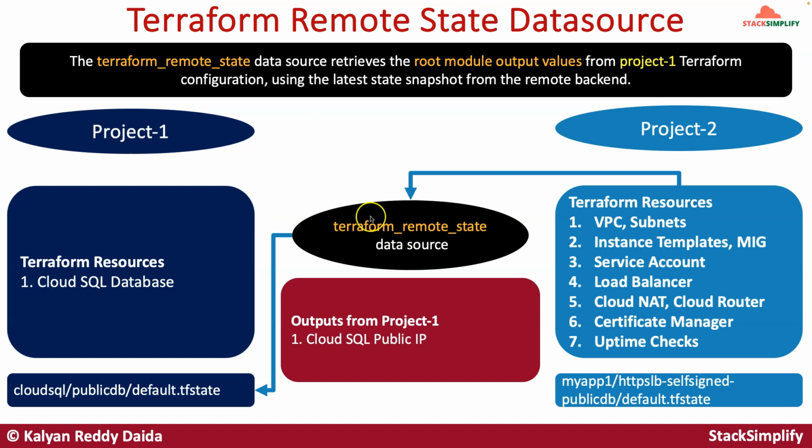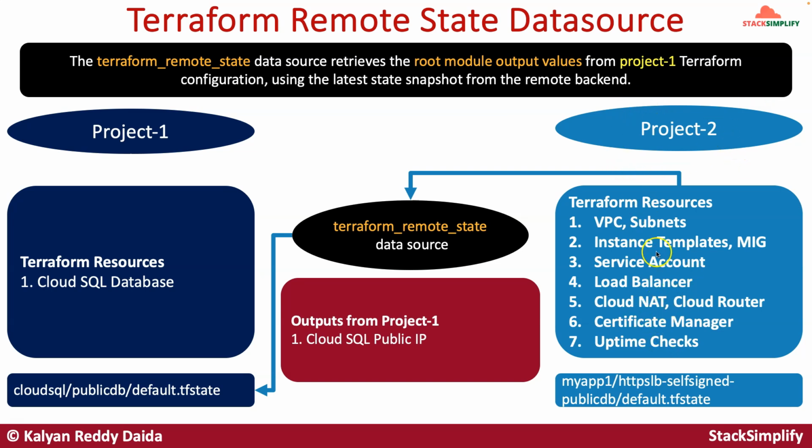So here, in project 2, we are going to access the project 1 related Terraform state file outputs. So why do we need to do this? Because in project 1 you have your Cloud SQL database. Project 1 means Terraform project 1, and in Terraform project 2 you have all other resources.